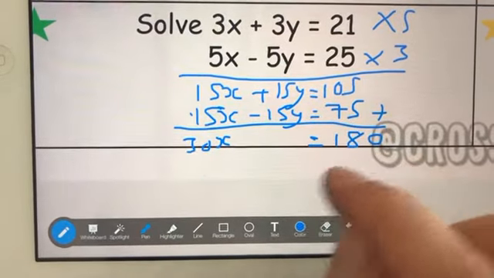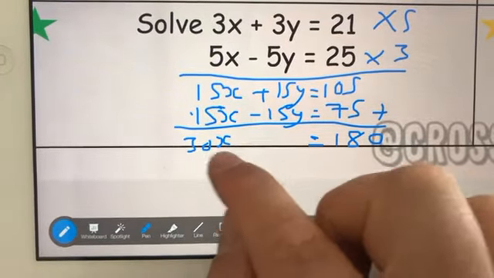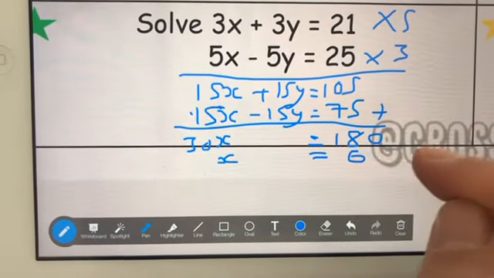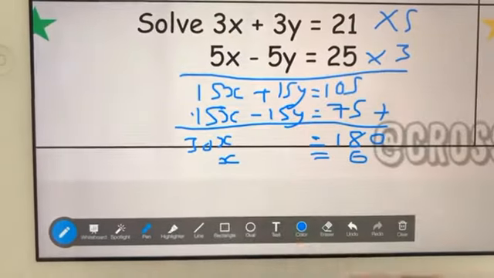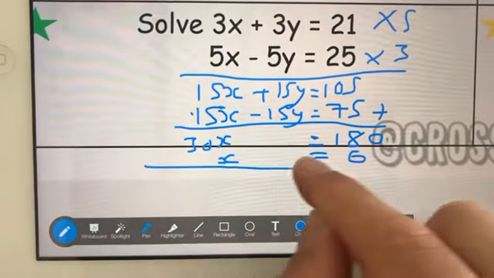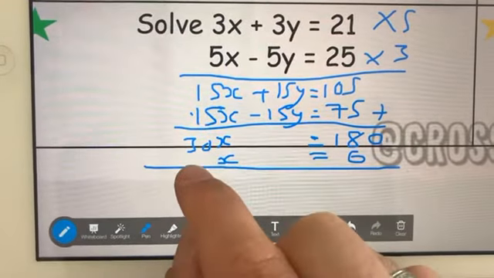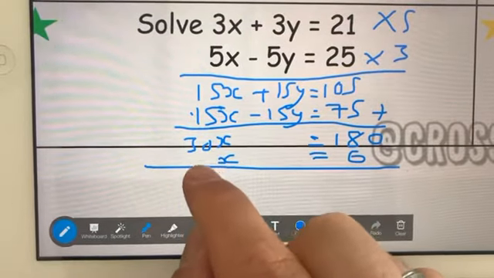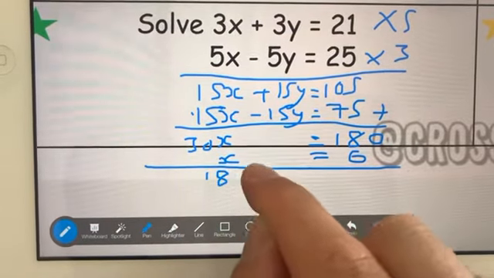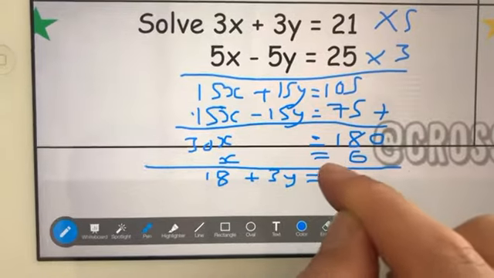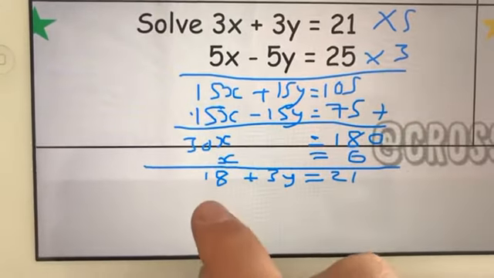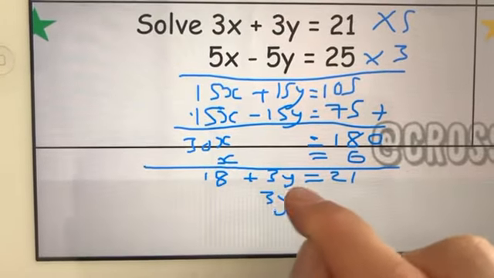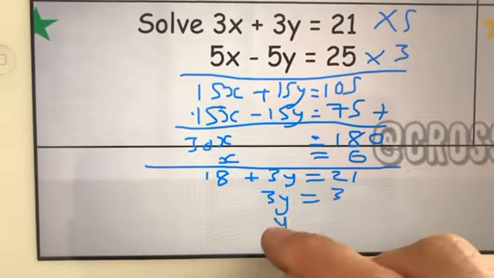If 30x equals 180, divided by 30, x would have to be 6. If x is 6, I'm going to put that x is 6 in the top one. So instead of writing 3x plus 3y equals 21, I'm going to write 3 times 6 plus 3y equals 21, which is 18 plus 3y equals 21. If I take away 18 from both sides, I end up with 3y equals 3. That means y would have to be 1.